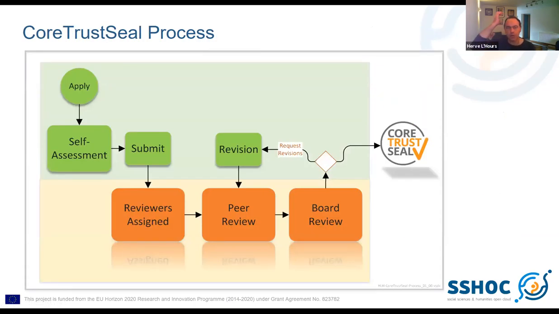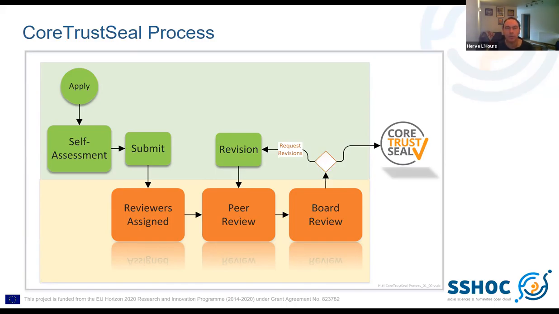As Olivier briefly outlined, the Core Trust Seal process is fairly simple. You make an application for the Core Trust Seal. You undertake a self-assessment against the 16 requirements, which is then submitted and reviewers are assigned. I'm currently on the board and a member of the Assembly of Reviewers as well. Olivier is a reviewer as well.